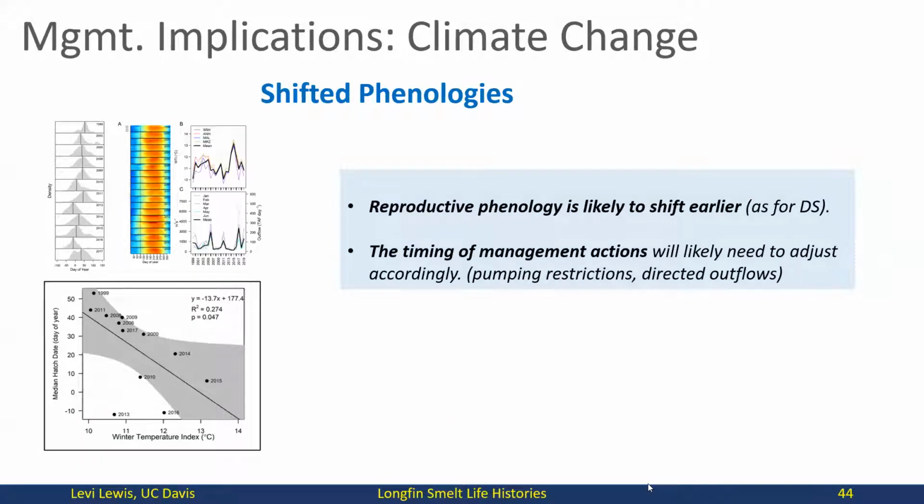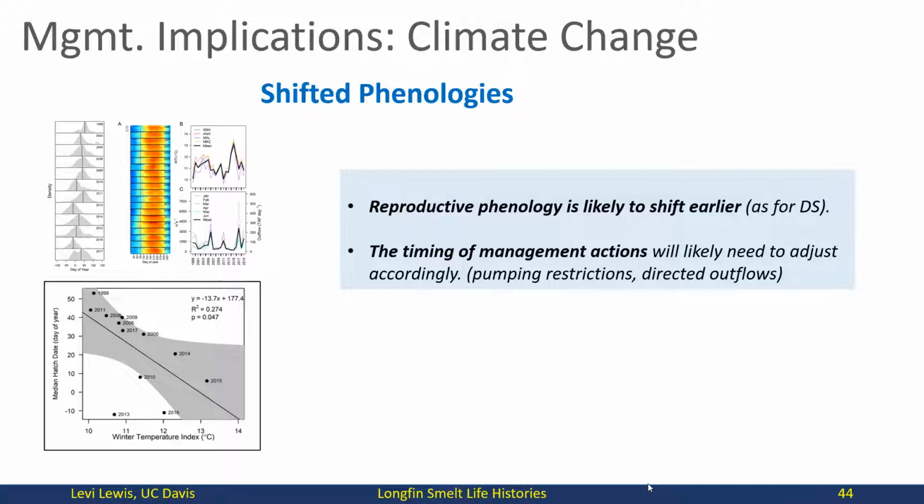What about phenology? Well, reproductive phenology is very likely to shift earlier. We know this is true for almost all species on the planet. I won't say all, a lot of species on the planet. We've shown it for delta smelt in the delta, and for several other species it's likely to occur. The timing of management actions, therefore, probably needs to take this into account.